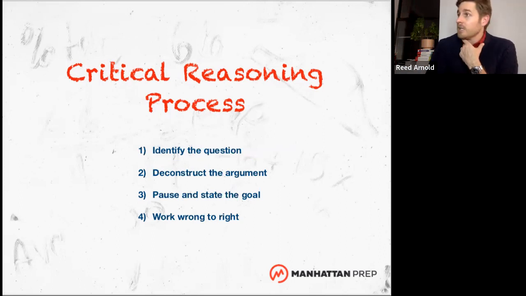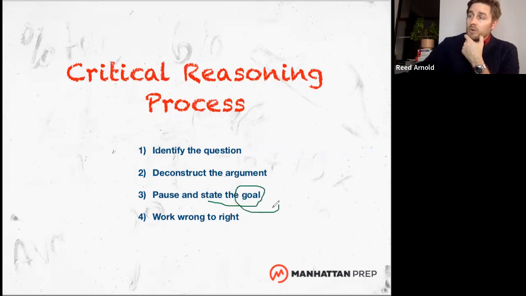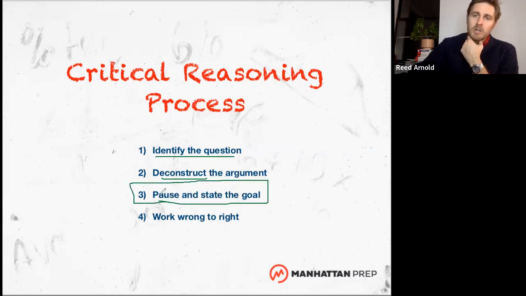Sometimes it actually looks like a strengthen-the-argument question. But when you actually get down to the goal of the question, you'll find it is a weaken-the-argument question. You read the question first, then you deconstruct the argument, then pause and state the goal. Again, this is one of the major lessons of the night: what to do with this step and how to use it to be good and specific. And then we'll go to the answer choices and work from wrong to right.